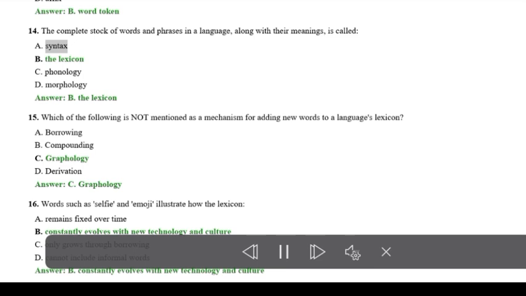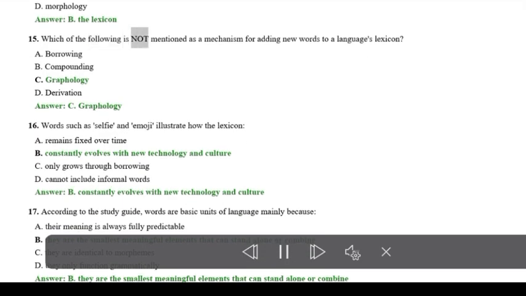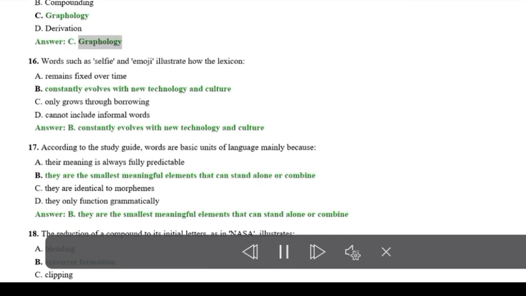A. Syntax. B. The lexicon. C. Phonology. D. Morphology. Answer: B. The lexicon. 15. Which of the following is not mentioned as a mechanism for adding new words to a language's lexicon? A. The borrowing. B. Compounding. C. The graphology. D. Derivation. Answer: C. The graphology.